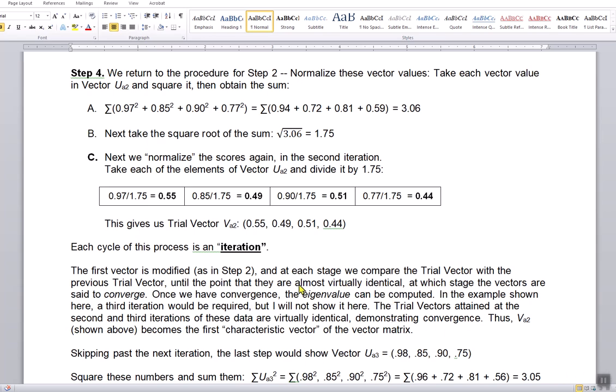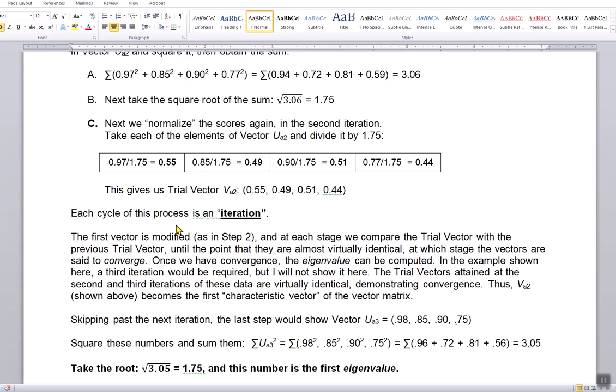At each stage or each iteration, we compare the trial vector that's derived through this process with the previous trial vector, and when there's virtually no difference between them, then the process stops because we've reached convergence. And at that point, then you can calculate what's called the eigenvalue. And the eigenvalue is the one thing that is common in reports of factor analysis. Everybody always reports the eigenvalues because the eigenvalues are the primary way that people use to determine the number of factors. Although it's not the only way, as I'll describe in a few minutes.